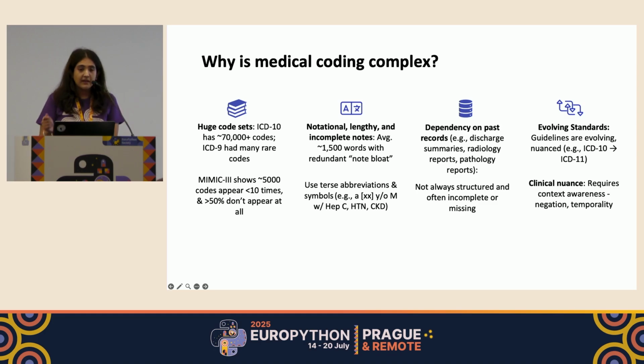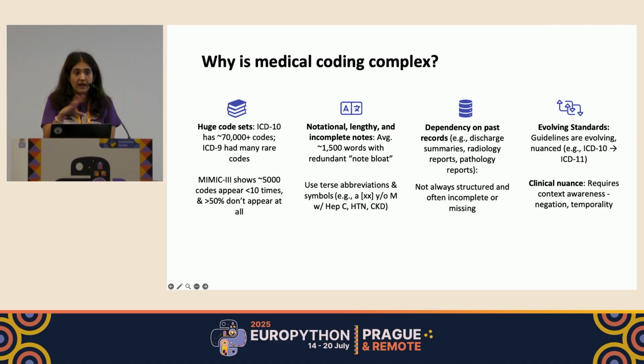Additionally, the charts that the doctors write are notational, lengthy, and often incomplete. There's a lot of note bloat, so the average number of words is around 1,500. And there's a lot of dependency on past records. For example, if Ben is coming in today, what a medical coder codes also depends on his past history or whatever issues or diseases he has had. So it's really a culmination of all the documents and medical records of a patient. And the records, we know, are not always properly structured and are often missing or incomplete.